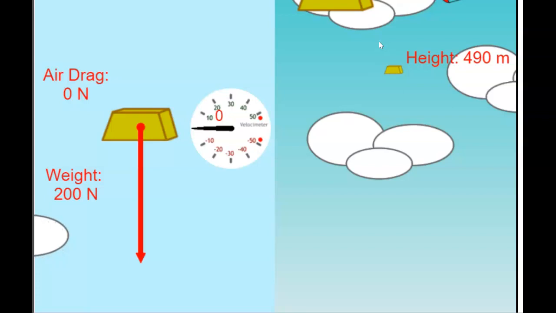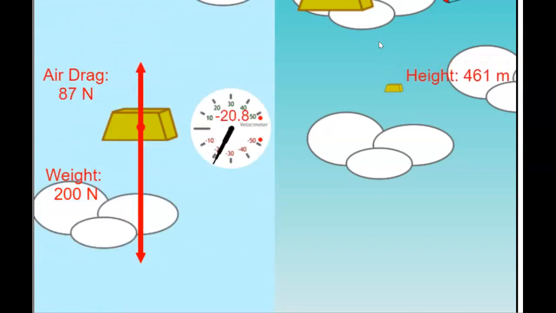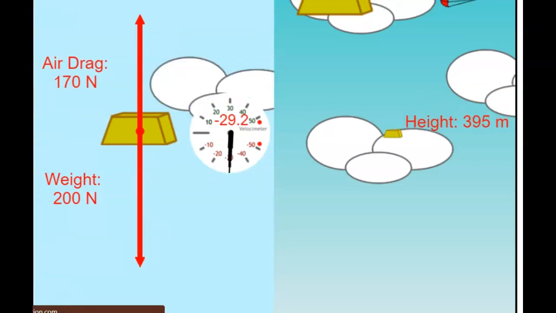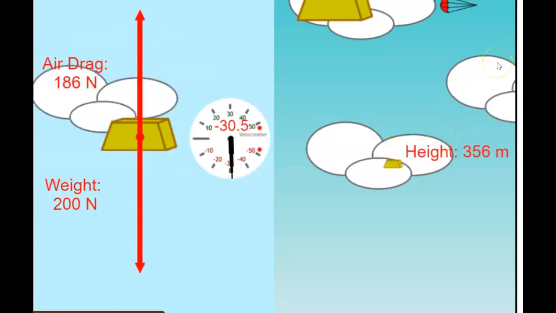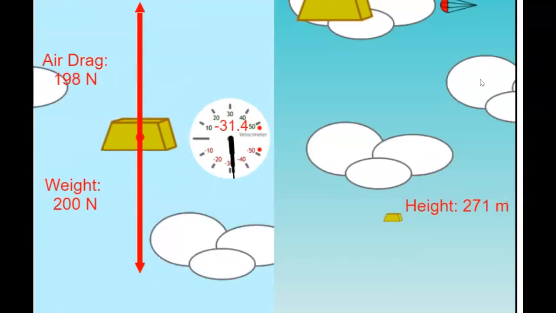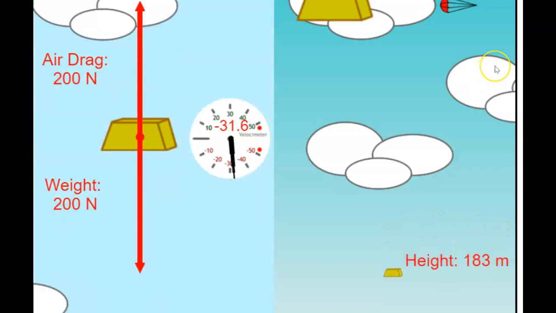We're going to look at the force diagram. So we have 200 newtons of weight, and then we have 0 newtons of air drag right now. So I'm going to let this brick start falling, and we see it starting to speed up. And the first force diagram that we want to draw is going to be when it reaches terminal velocity. All right, we barely have that arrow staying there, so that's good.